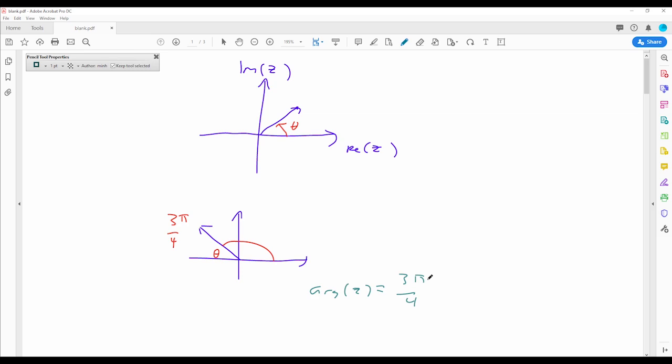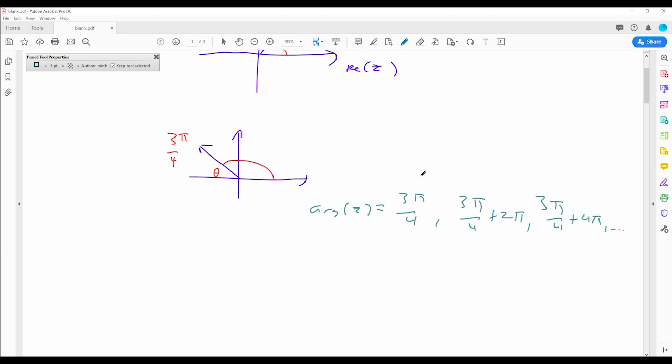But similar to trig, you can go around by 360 degrees and end up at the exact same angle. And then we could go around by another 360 degrees. So as you can see, there's an infinite number of answers. Similarly, you could also go back the other way, so you could take 3 pi on 4 minus 2 pi or minus 4 pi. So yeah, there's an infinite number of answers. That's why they defined the principal argument.